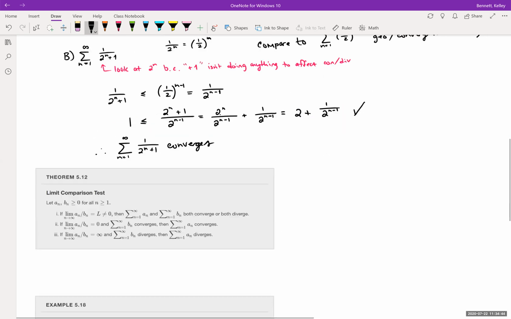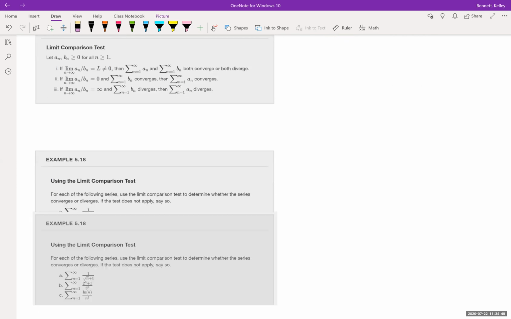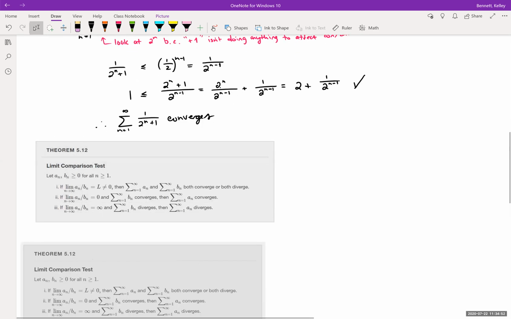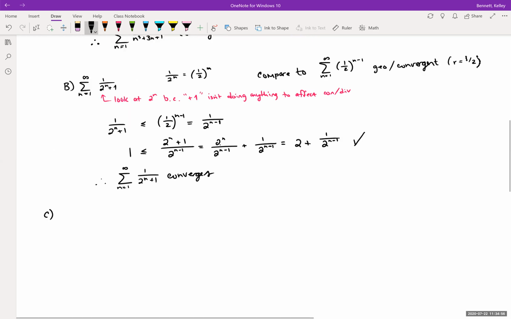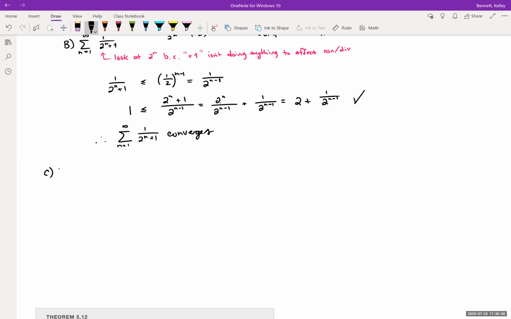We have one more example from this direct comparison, which is 1 over ln 2.